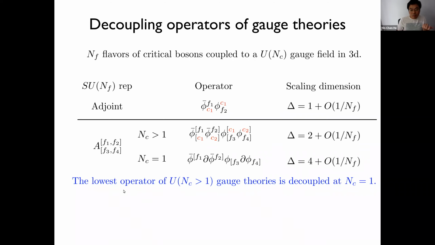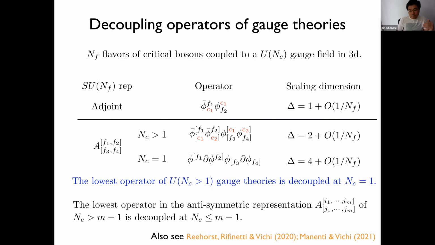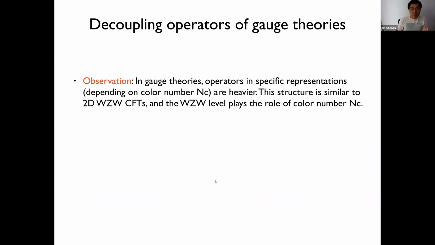So this tells us that the lowest operator for N_C larger than 1 is decoupled at N_C equals 1. This analysis carries over to higher N_C, and the price you need to pay is simply that you consider higher rank representations like this. The analysis also applies to any gauge group you care about, like SO(N), USp(N), SU(N) gauge groups, and so on. Let me just quickly summarize what I just said about decoupling operators. It's a very simple observation that in gauge theories, operators in specific representations are heavier, and that representation depends on the color number.